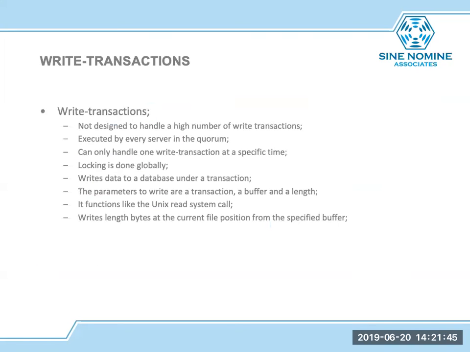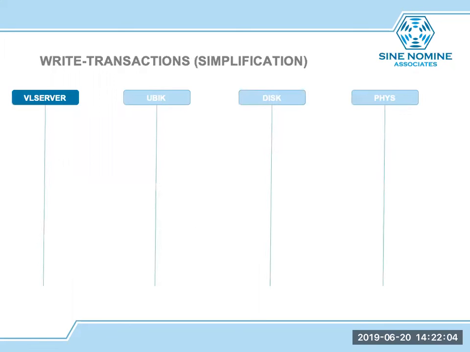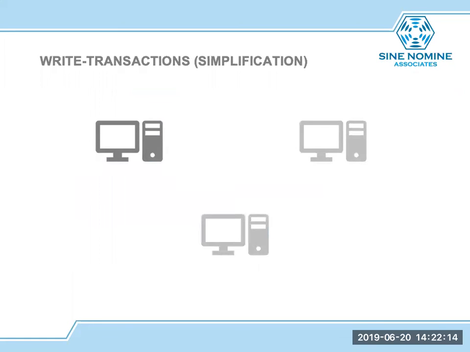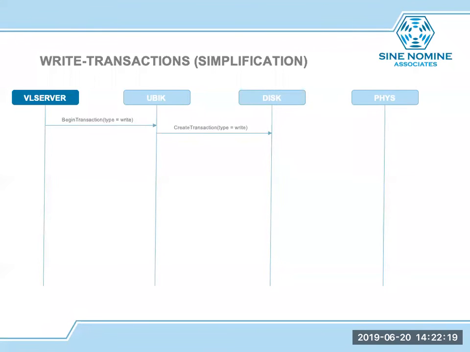Now let's talk about the write transaction. So as I said before, write transactions do not happen as often as read transactions. You only need write transactions for admin operations. And with write transactions, all Ubik servers have to be involved. So let's look at the sequence diagram to see how write transaction works. So we have to create a transaction. We do that locally first, and then we create a new write transaction on the remote sites. Now we have a write transaction.